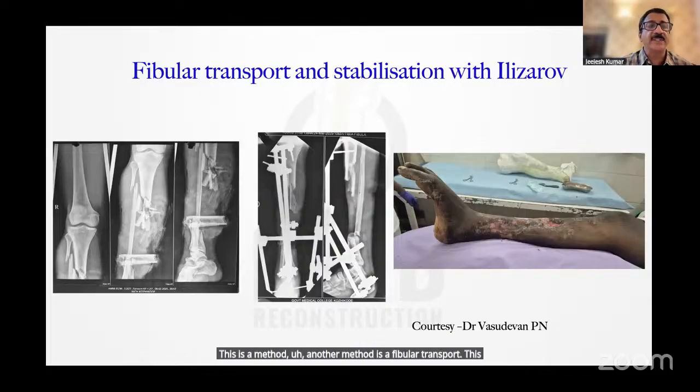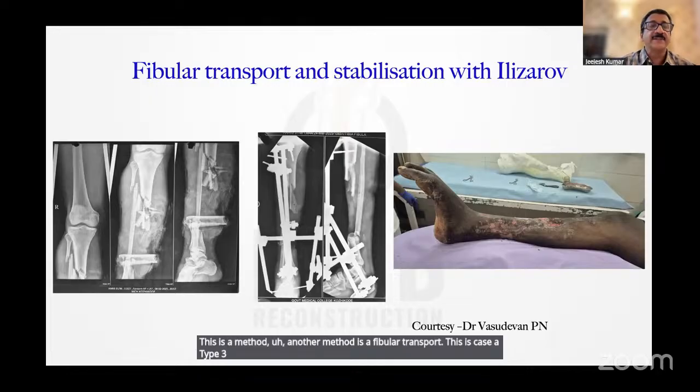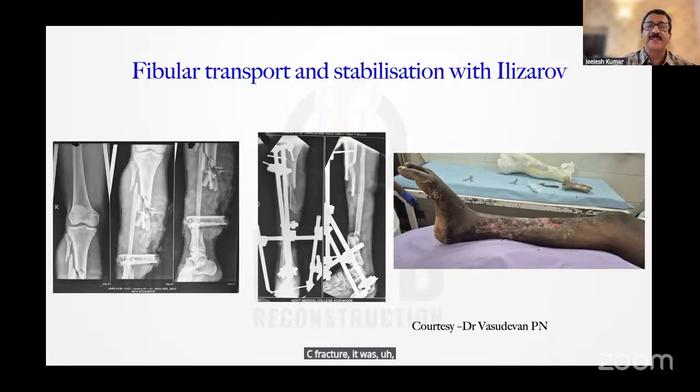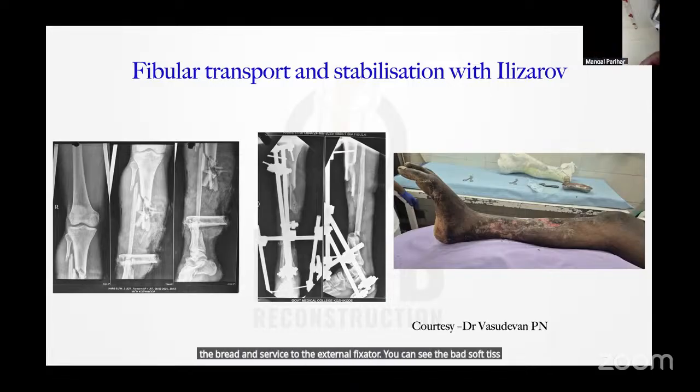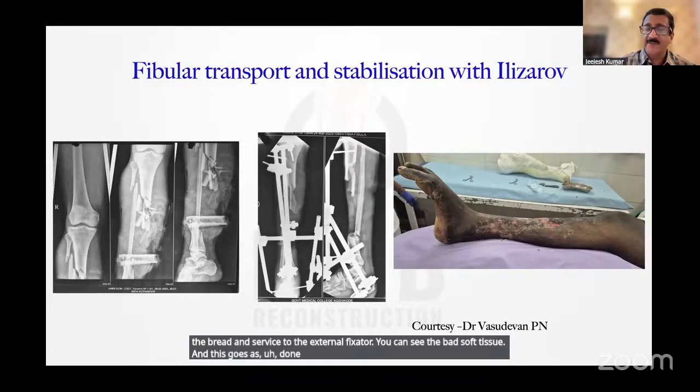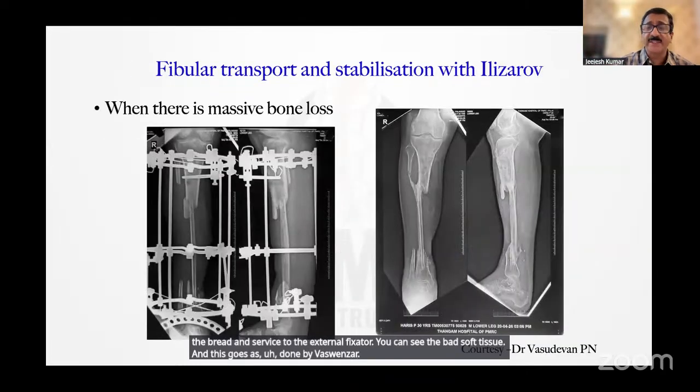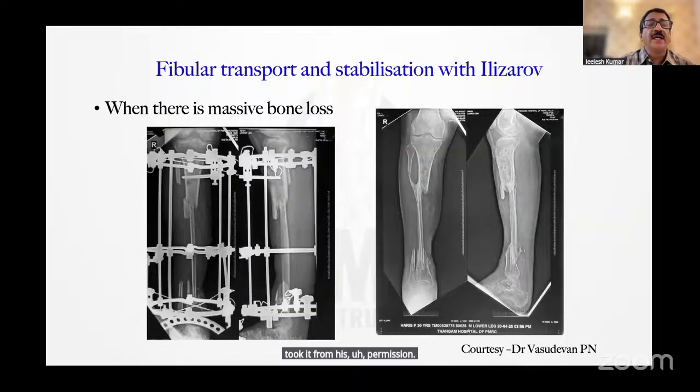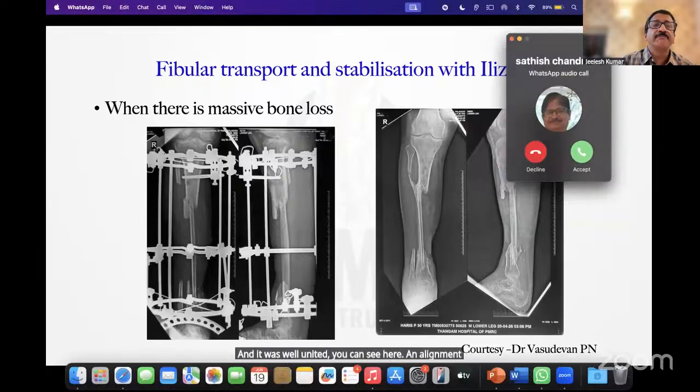This was a case of type 3C fracture. It was an open fracture, stabilized with debridement and an external fixator. You can see the bad soft tissue. And this was done by Vasudevan sir; I took it with his permission. And here you can see he treated this case with this fibular transport, and it was stabilized with Ilizarov, and it was well united. You can see here, and alignment is also very good.